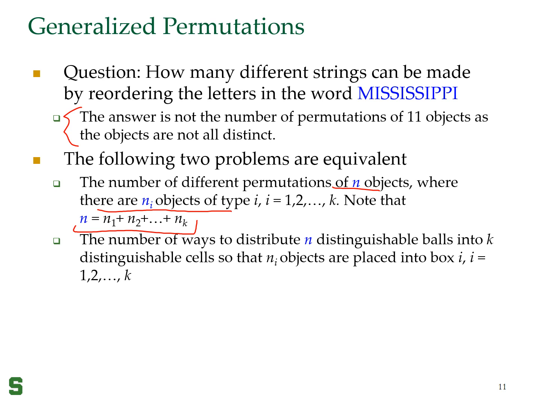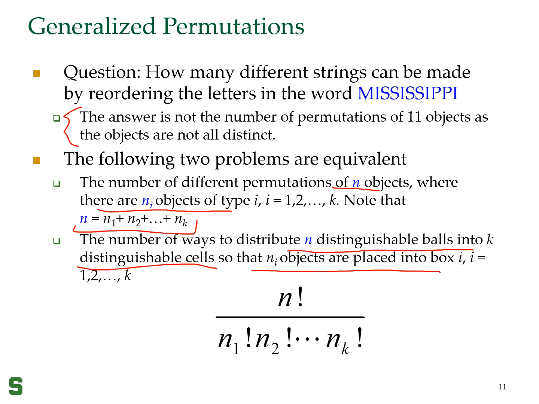This problem is same as number of different ways to distribute n distinguishable balls into k distinguishable cells so that ni objects are placed into the box i. And the answer to this is we can think of this as we have a total of 11 objects that are distinguished, and we can try to get the answer using that, which will give us n factorial. Now it turns out that all n factorial are not equivalent.